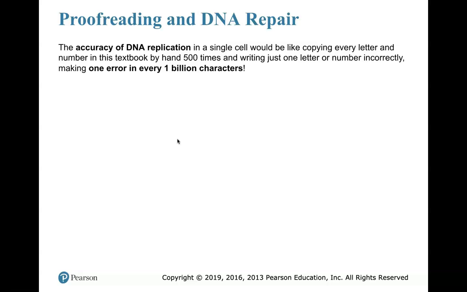Mistakes will happen. So DNA replication in itself is pretty accurate. The accuracy would be like doing what I just asked you, copying every single letter, number 500 times, and just writing one of those incorrectly. So DNA replication makes one error. Maybe it put an A instead of a T. Maybe it put a T instead of a C. It makes just one error in those bases in every 1 billion characters.